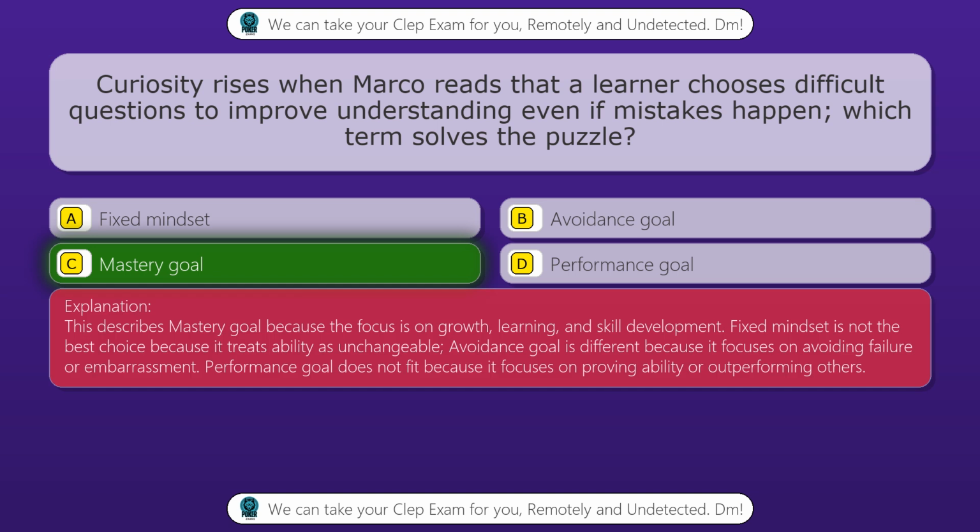This describes mastery goal because the focus is on growth, learning, and skill development. Fixed mindset is not the best choice because it treats ability as unchangeable. Avoidance goal is different because it focuses on avoiding failure or embarrassment. Performance goal does not fit because it focuses on proving ability or outperforming others.